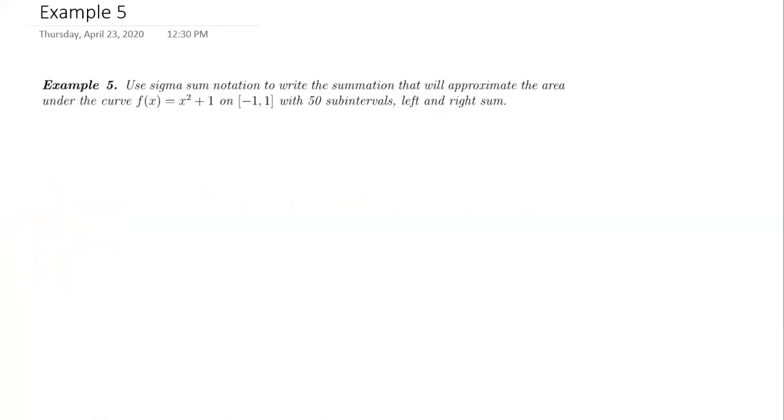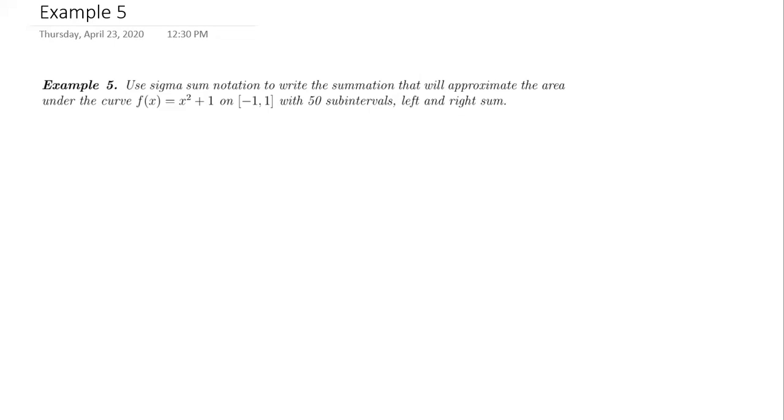Okay. So use sigma sum notation to write the summation that will approximate the area under the curve f of x equals x squared plus 1 on the interval -1 to 1 with 50 subintervals. Okay. And they want us to use a left and right sum. Okay. So 50 subintervals. We don't want to write that sum 50 times. So instead, we want to find a pattern.